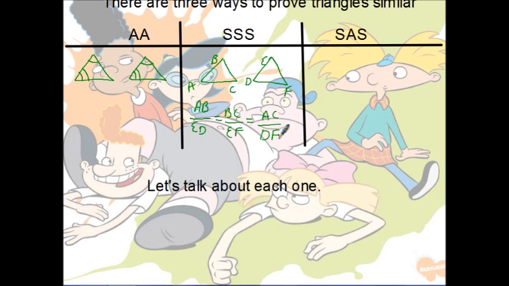And last but not least, for side-angle-side similarity, again we have to have two triangles. We'll call the vertices A, B, and C, D, E, and F. We need to have two sets of proportional sides, such as AB over DE and BC over EF. And with those two sets of sides, the included angle must also be congruent.